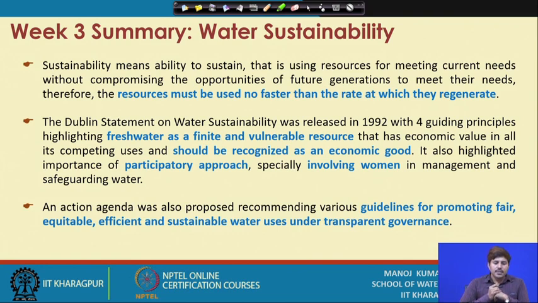The Dublin Statement on Water Sustainability, which is a landmark in this sector, was released in 1992 with 4 guiding principles, and was also discussed in detail. The guiding principles basically highlight fresh water as a finite and vulnerable resource and say that it has an economic value in all its competing uses and therefore should be recognized as an economic good.